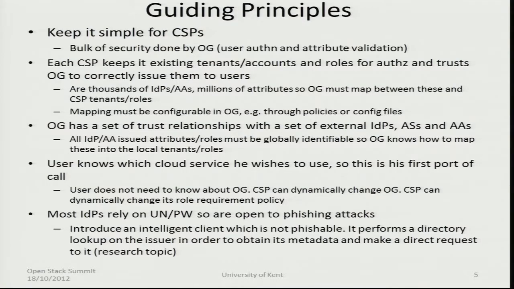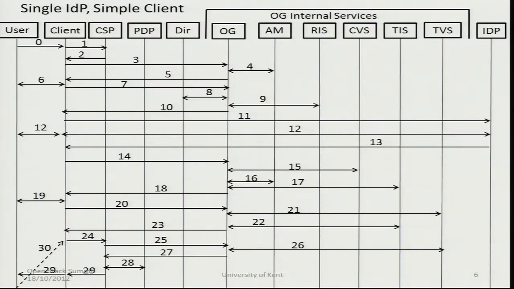Now we've talked about the phishing, and an intelligent client will solve that. So let's look at the swim lane for the intelligent client. The intelligent client performs several functions. One function it performs is it will not allow the client to be redirected to the IDP by the service provider or by Keystone, because when you're using username and password, that is the way phishing attacks work in all of the current identity provider systems.